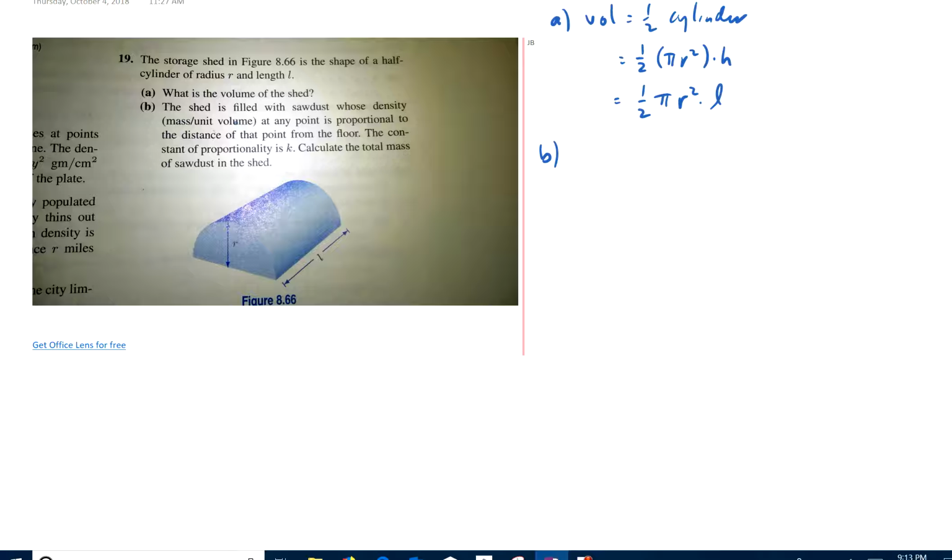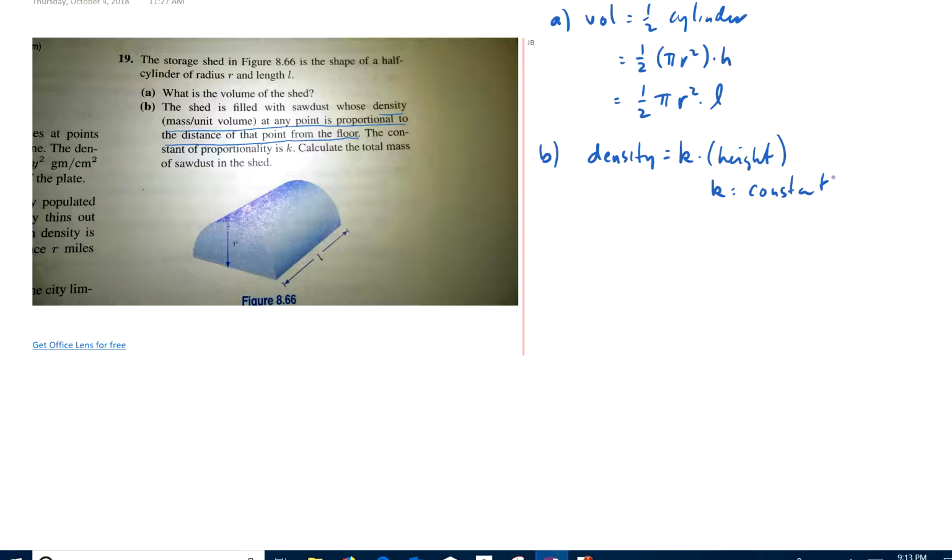B. Okay, now let's see. It says it's filled with sawdust whose density is proportional to the distance from the floor. That makes sense because it'll be heavier on the bottom, with more weight on top as it's stacked, so it'll be denser at the bottom and lighter at the top. But this is the thing to look at here. What does it mean to be proportional to the height from the floor? That means the density is proportional, k times the height, where k is some constant.